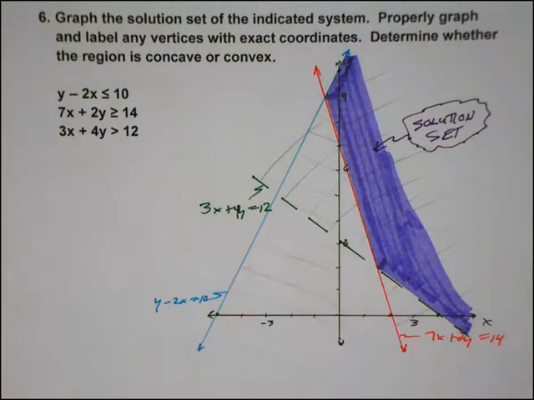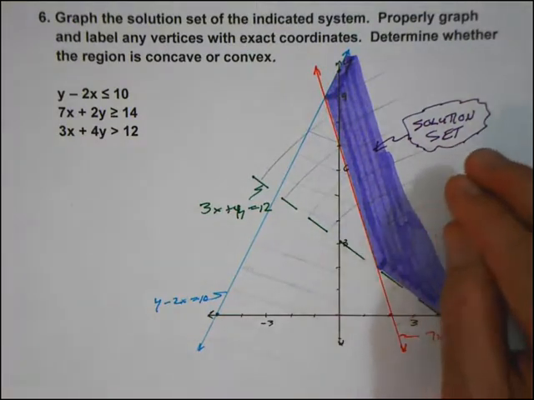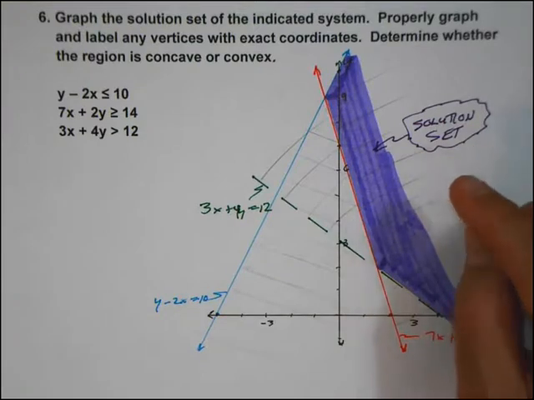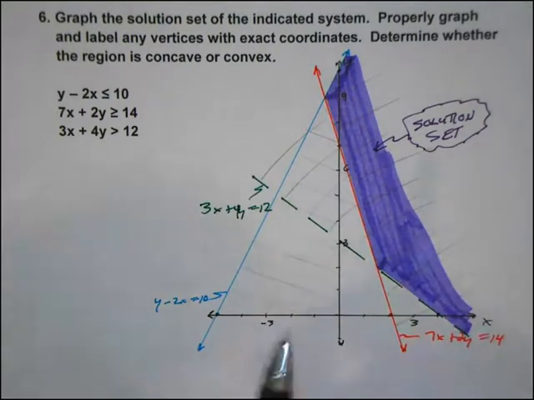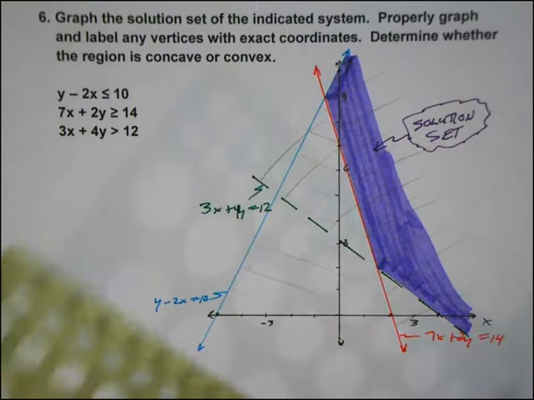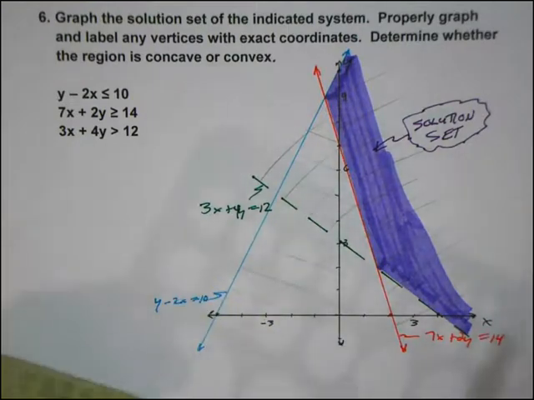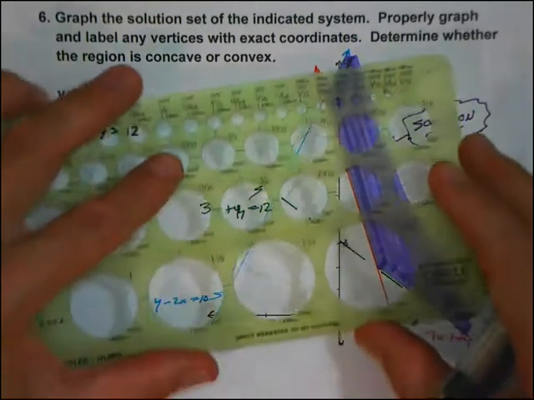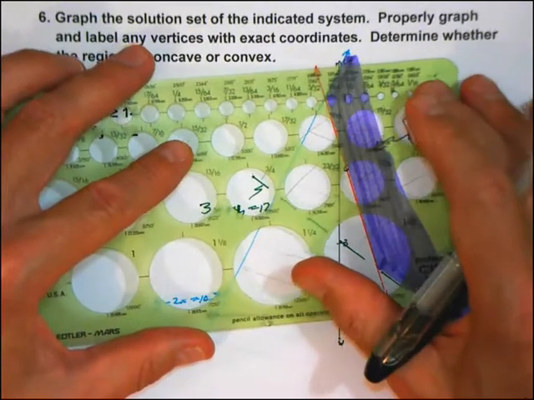Now, let's see. We've got the solution set. It's self-graphed, but there's some details we need to get to now. Those vertices, what about them? We see there's a couple of them. We need to graph them and label them properly. I like to use a circle template for really careful graphing.